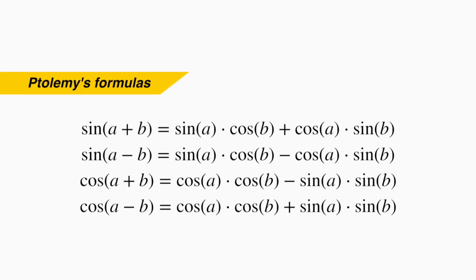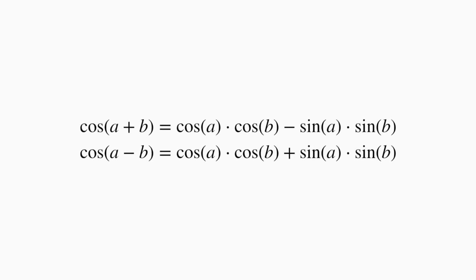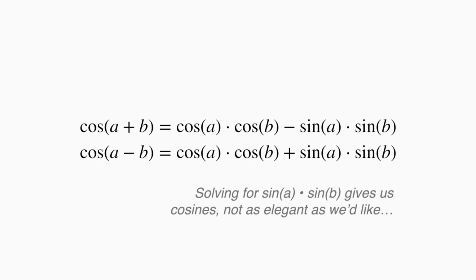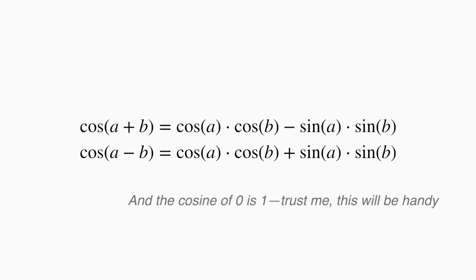I'll start with identities derived from Ptolemy. We see the product of sines in the cosine sum and difference equations. We can combine these and solve for the product of sines. One small disappointment is that the result will be in terms of cosines. However, we can solve for the product of cosines and get a neater solution. In fact, restating our sinusoids as cosines also allows us to specify a DC offset in terms of the cosine of zero, without need for special casing or a phase offset.